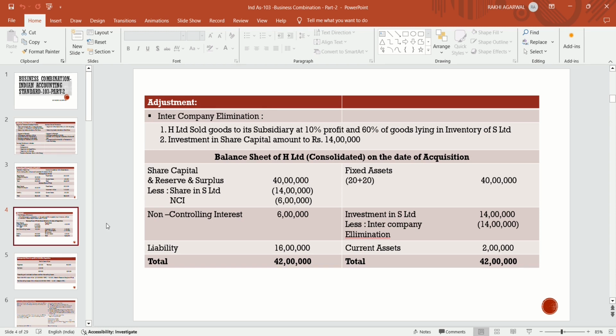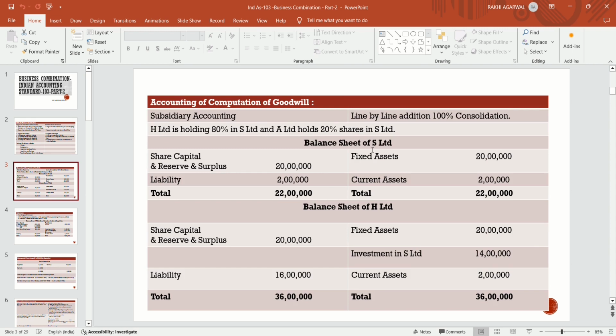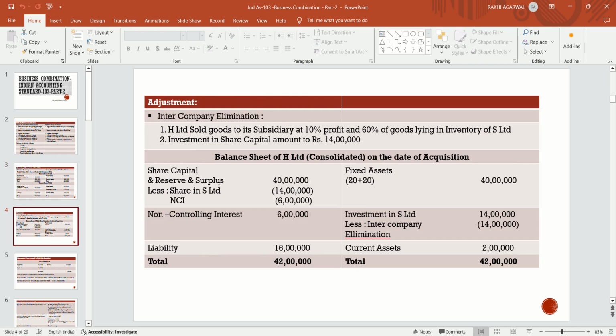Share of S Limited and non-controlling interest. Non-controlling interest, who is there? A Limited is the non-controlling party, which is also removed from H Limited. So the share of non-controlling interest is to be reduced from share capital, that is 6 lakhs, and it should be disclosed separately in the consolidated financial statement. How does 6 lakhs come about? Because 14 lakhs is acquired by H Limited, the remaining is the non-controlling interest held by A Limited. So it should be reduced from the share capital, and non-controlling interest is to be disclosed separately in the consolidated financial statement.